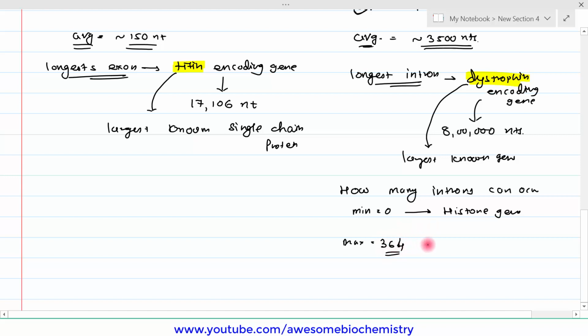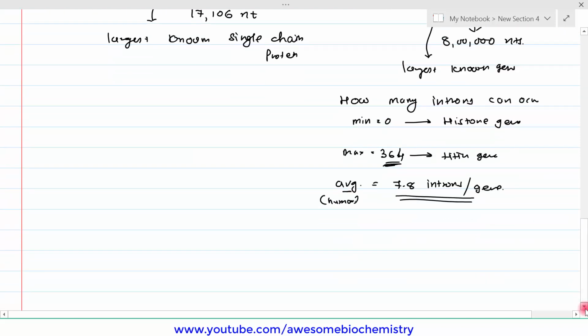This 364 introns may occur, and again this highest number of introns occurs in the titin gene. On average, 7.8 introns occur per gene. You take the total number of introns and the total number of genes, divide it, and you will get this figure. So 7.8 introns are there on average per gene in humans. This was some of the statistics regarding exons and introns.